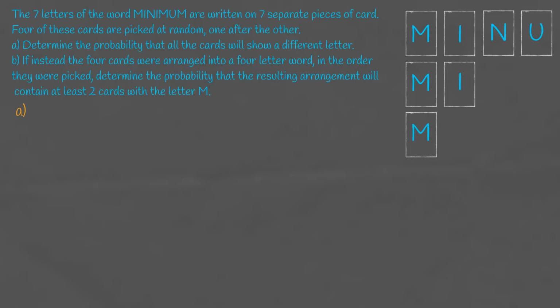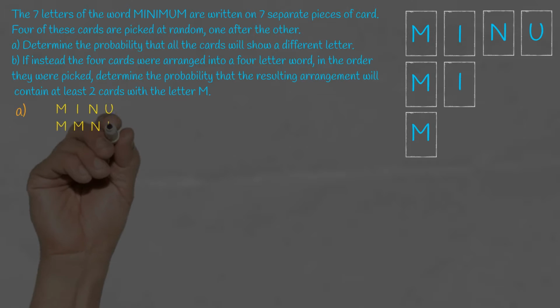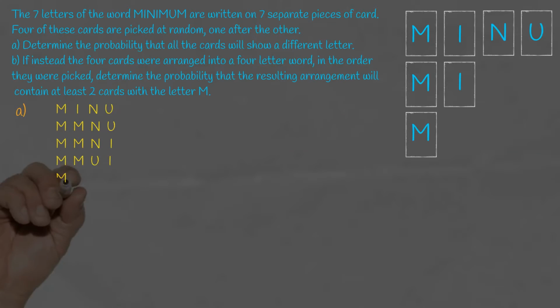So in the first question we have the 7 letters of the word minimum written on separate pieces of card, and we're selecting 4 of these cards at random. What's the probability that each card shows a different letter? Well, first we're going to write down all the different combinations of letters that we can have.